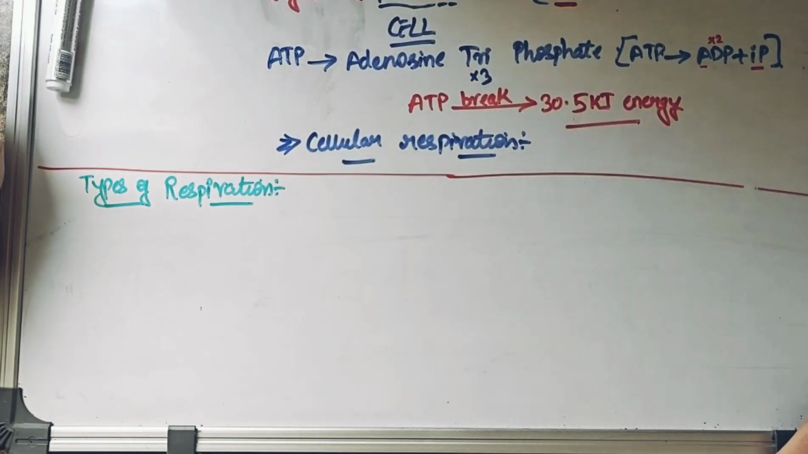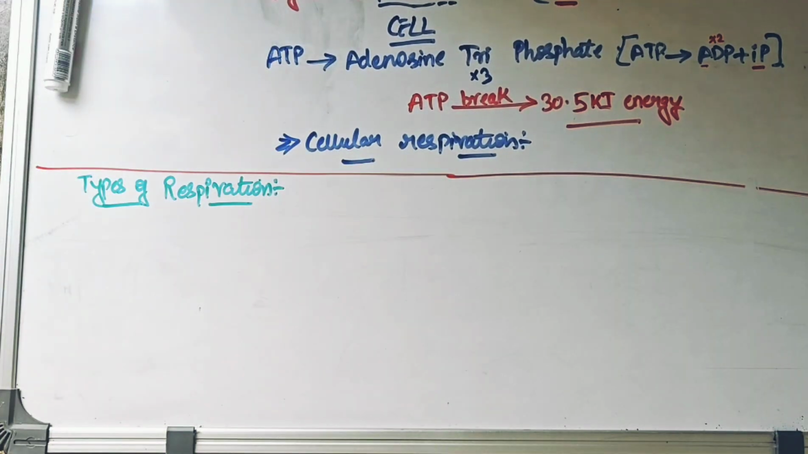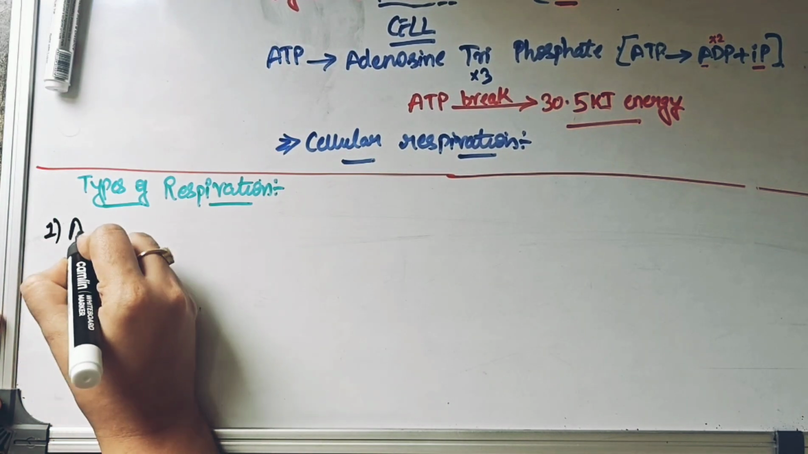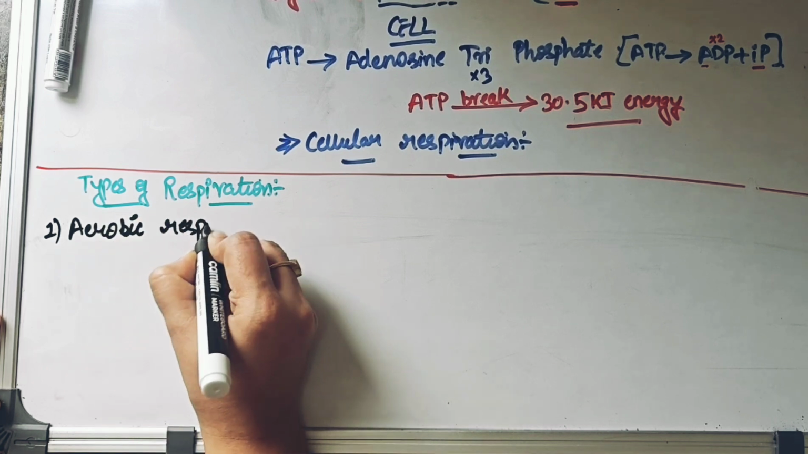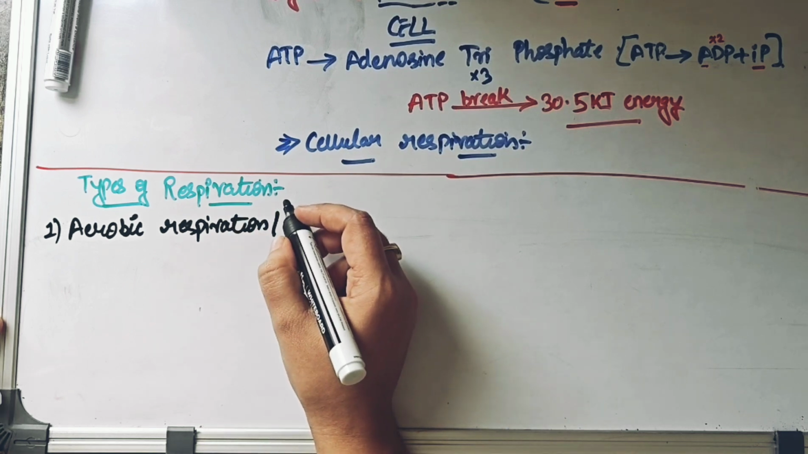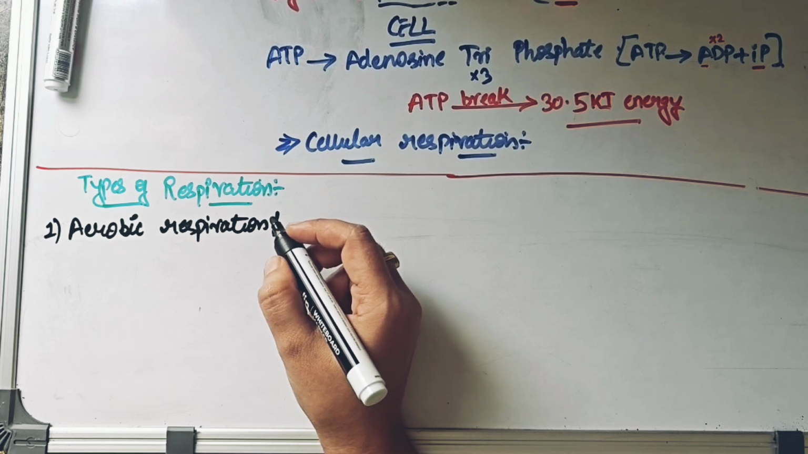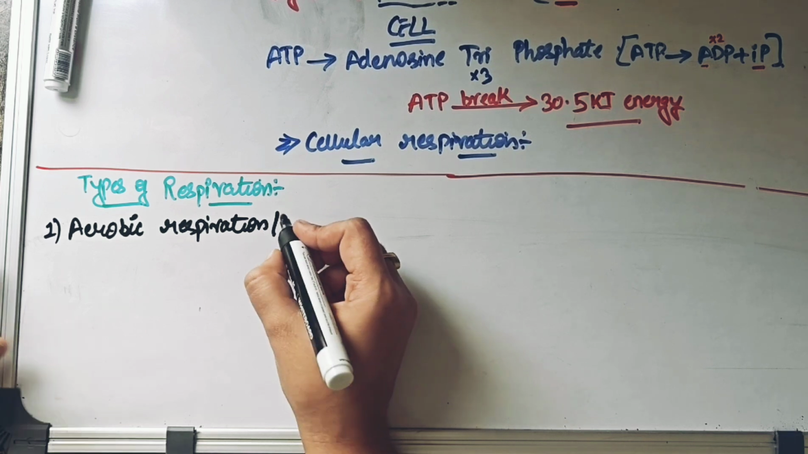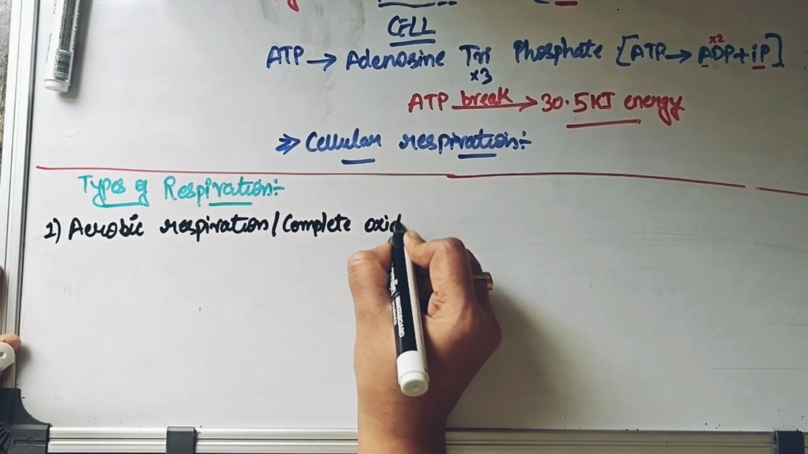Okay, so after understanding what is respiration, now let us try to understand what are the different types of respiration. The first type of respiration that we have discussed completely is known as aerobic respiration. And this aerobic respiration is also known as the process where the food gets oxidized completely. So this is also known as a process of complete oxidation. So I can also say this process as complete oxidation.